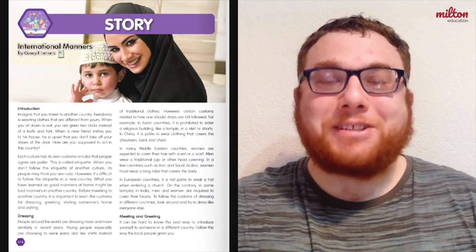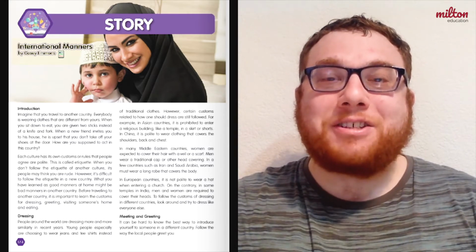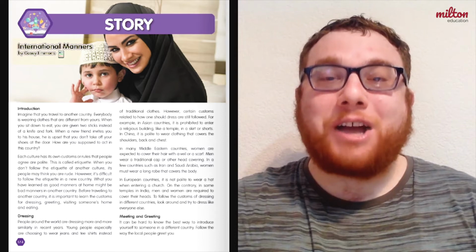In this unit's story, you learned a lot more details about manners that people have in different countries. You learned a lot more about different cultural traditions related to the clothes people wear, what happens when people meet each other, and what happens when you visit someone's house.